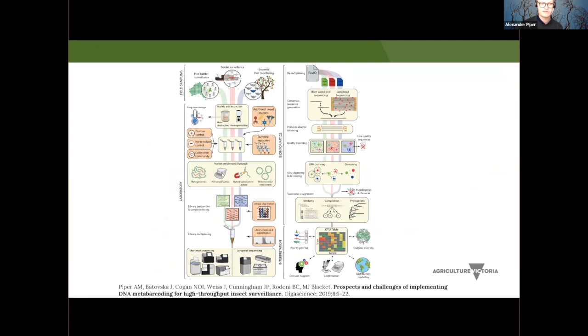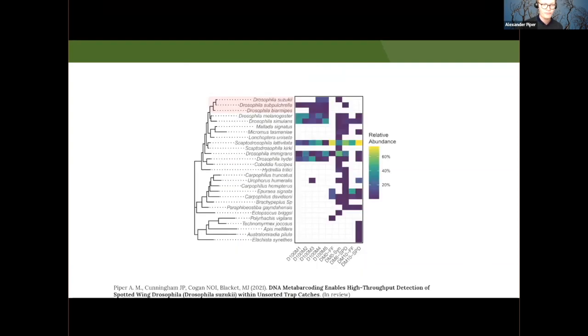You then enrich for a taxonomically informative loci. In our case, we target cytochrome oxidase 1 and use PCR amplification. You then label each sample with your unique molecular identifiers, pool them all together and sequence them on an Illumina sequencing platform. You can then use bioinformatic techniques to clean up the resulting reads and assign taxonomy to these sequences, thereby identifying all of the species in a mixed trap sample. And this kind of gives you data that looks like this.